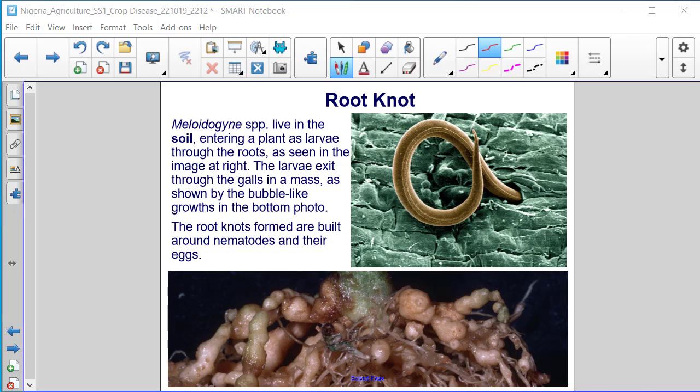Meloidogyne species live in the soil, entering a plant as larvae through the roots as seen in the image at right. The larvae exit through the galls in a mass as shown by the bubble-like growths in the bottom photo. The root knots formed are built around nematodes and their eggs.